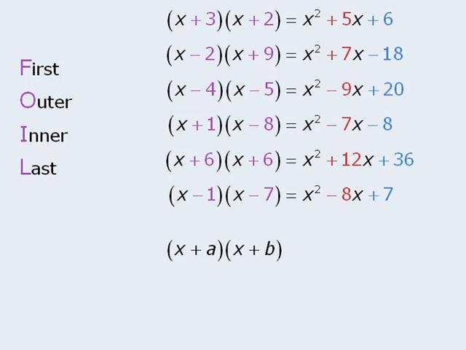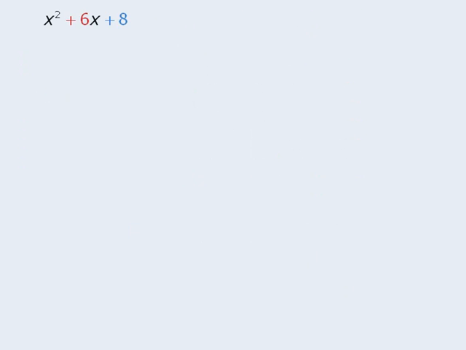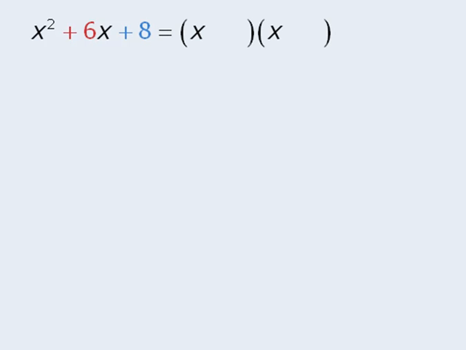Now in general, the relationship between the two binomials and the expanded version is that the coefficient of x is equal to the sum of the two constants in the binomials, and the constant term is equal to the product of the two constants in the binomials. Now let's use this to help us factor some quadratic polynomials, beginning with this one. Since this polynomial has the form x squared plus some multiple of x plus a constant term, we know that its factorization will have the following form. Our goal now is to determine the constant terms in the two binomials.